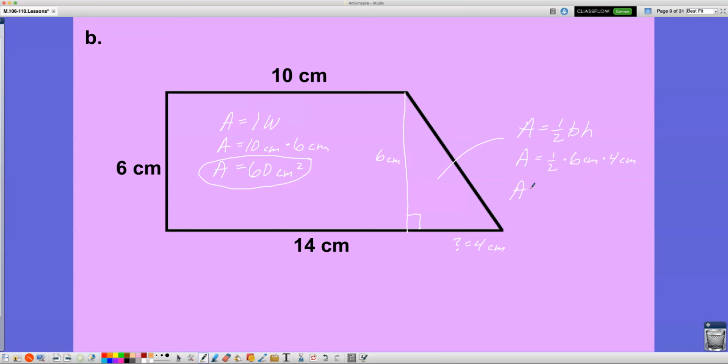So one of them has to be the base, one of them has to be the height. So now if I figure that out, I know that 1/2 of 6 is 3 centimeters, and 3 centimeters times 4 makes 12 centimeters, and it has to be squared. So the area of the triangle is 12 centimeters squared. The area of this rectangle that we created out of this complex shape was 60 centimeters squared. You need to add the two together. 60 plus 12 is 72, and make sure you label it 72 centimeters squared for the inside space.